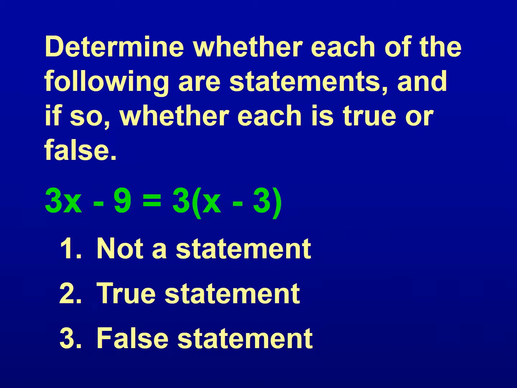Next one. 3x minus 9 equals 3 times x minus 3. With this one, you might say, oh, there's another x, that means it's not a statement. Not necessarily. If I were to simplify the right-hand side, I would distribute. So 3 times x is 3x, that's what we have over here. 3 times negative 3 is negative 9, and that's what we have over there as well. So we have 3x minus 9 equals 3x minus 9. It doesn't matter what we have for x, this is still going to be a true statement.